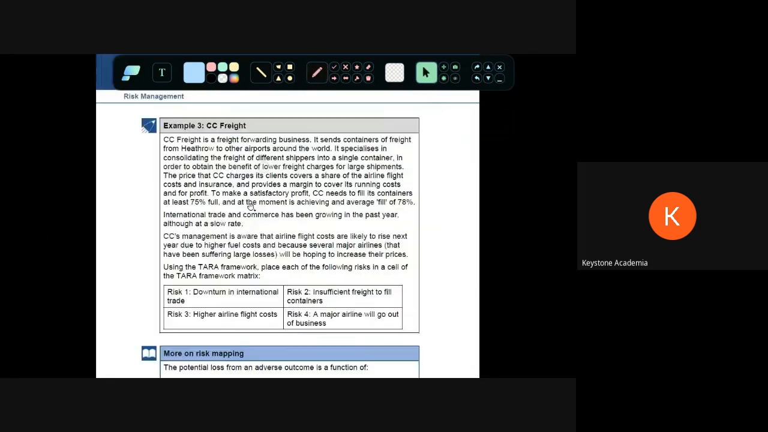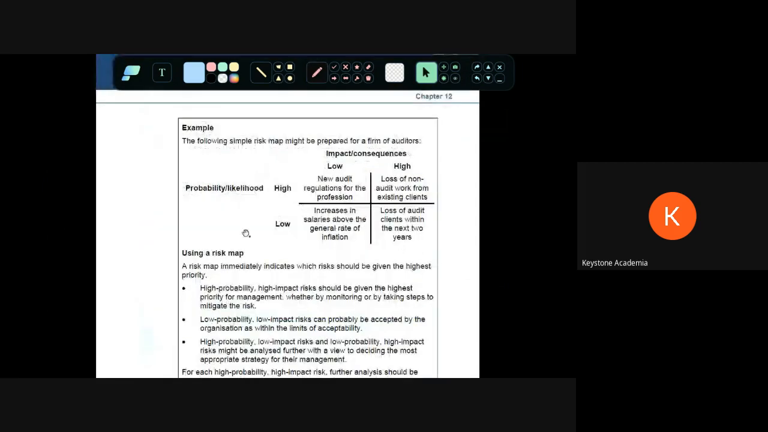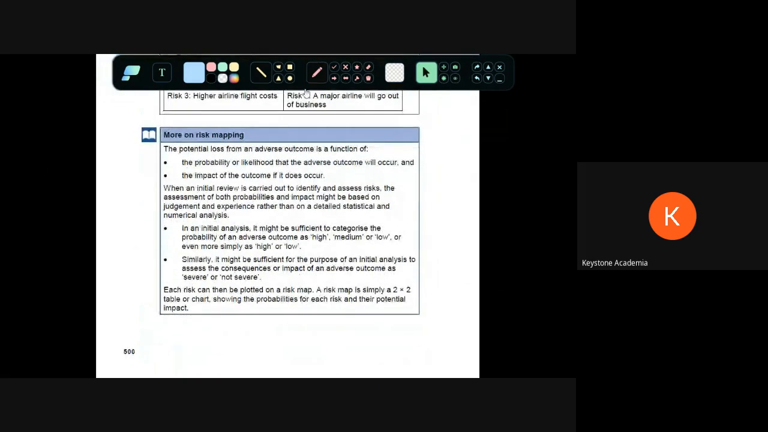Let's see one example. Potential loss from an adverse outcome is a function of the probability or likelihood that the adverse outcome will occur and the impact of that if it does occur. The initial review is carried out to identify and assess the risk. The assessment of both probability and impact might be based upon judgment and experience rather than detailed statistical and numerical analysis. This is more subjective, based upon judgment. Initial analysis might be sufficient to categorize each as low, medium, or high. Similarly, you can also make it severe or not severe.